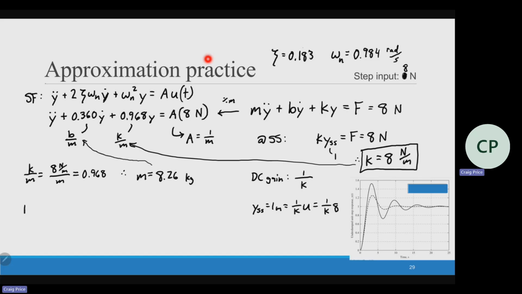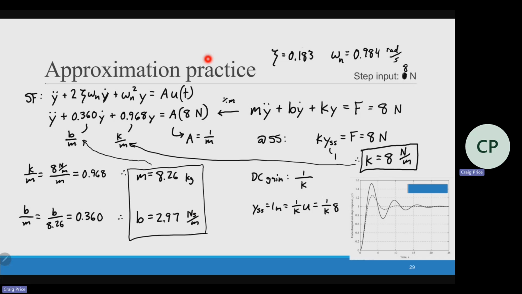So B over M, now we know the mass, 8.26, is equal to 0.360. And so we can solve for B, it's just going to be 8.26 times 0.360, which is 2.97 Newton seconds per meter. So we have an M, we have a B, and we have a K.